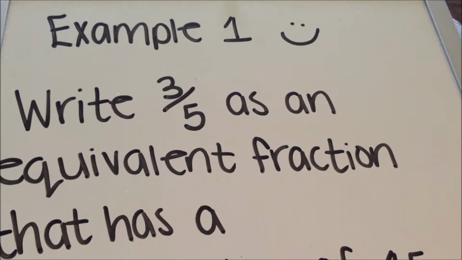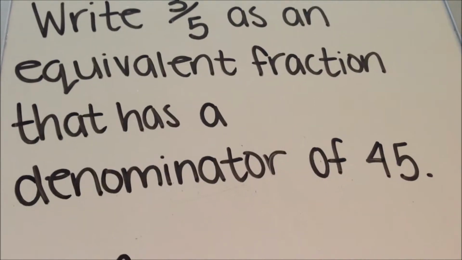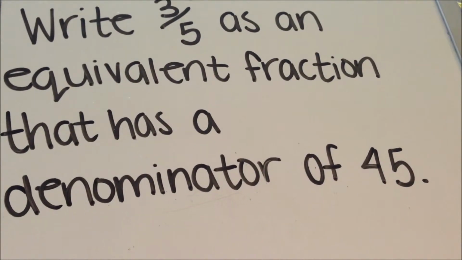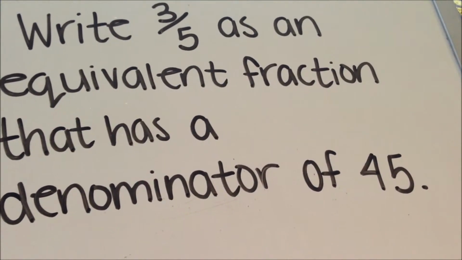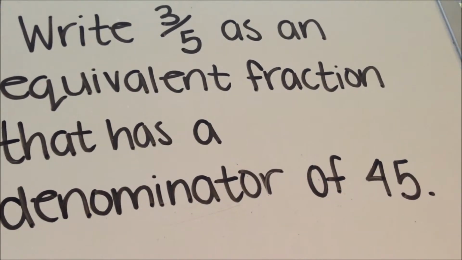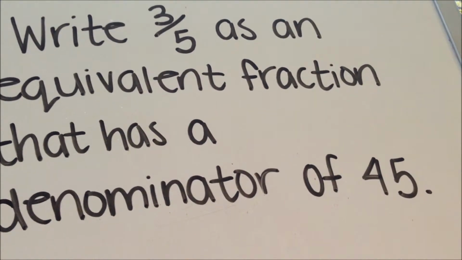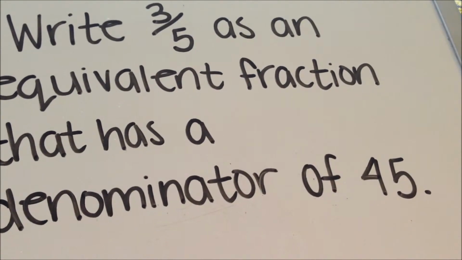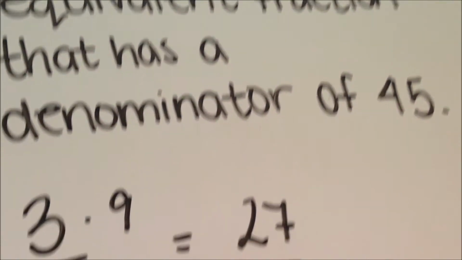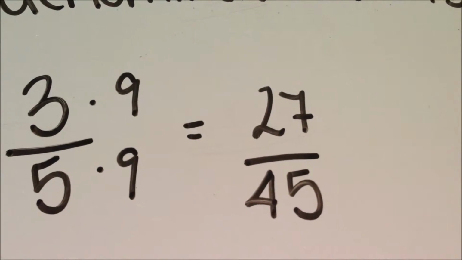Example 1. Write 3/5 as an equivalent fraction that has a denominator of 45. 5 times what number equals 45? That would be 9. And again, whatever you do to the bottom, you must do to the top of the fraction. So we have to multiply both 3 and 5 by 9. We end up with 27/45.